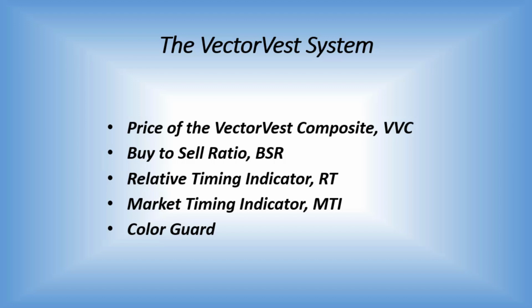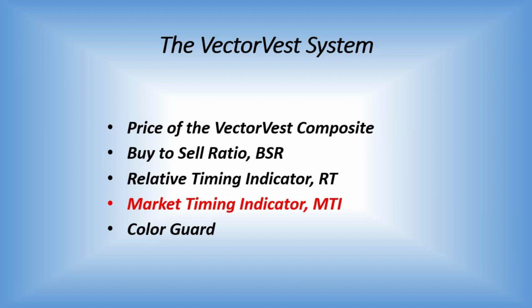The market timing indicator, or the MTI, combines the analysis of the VectorVest composite price movement, its breadth, and its strength, combines it into one indicator, and indicates for us the underlying trend of the market. All of that information then is reflected in our color guard right on the home page of VectorVest. So these are the components of the system. Collectively, they paint a comprehensive picture of what's happening in the market. Individually, each indicator reflects a singular aspect of that current market situation.